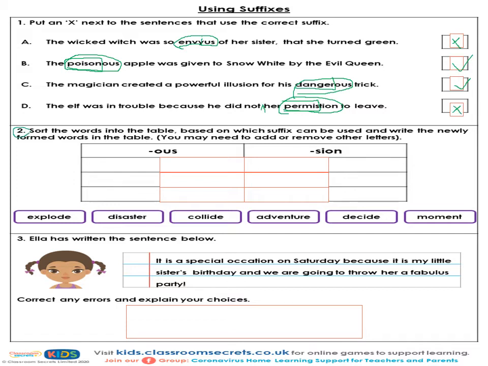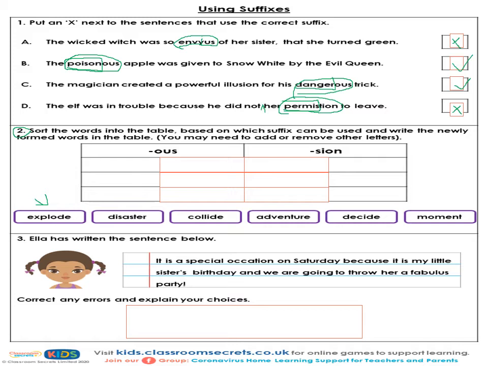What you have to do here is sort the words into the table based on which suffix can be used and write the newly formed words in the table. It says you might need to add or remove other letters. So you need to write down the words which are down here. Just write them in a list on your page. Explode, disaster, collide, adventure, decide, and moment.